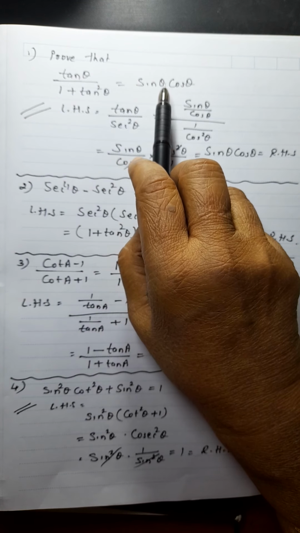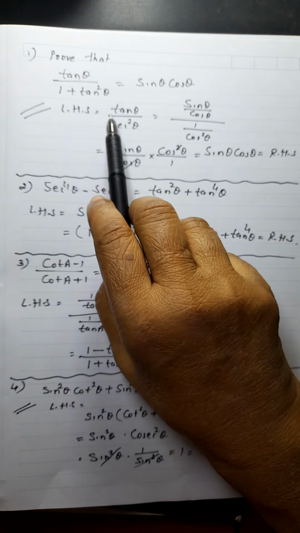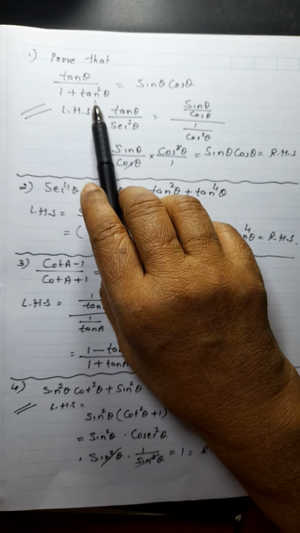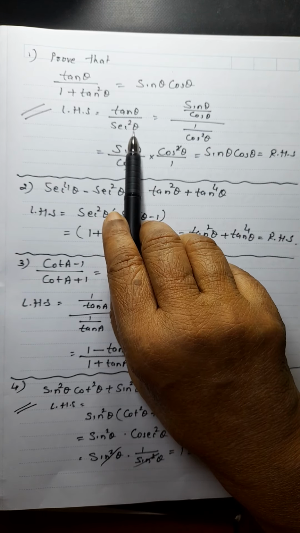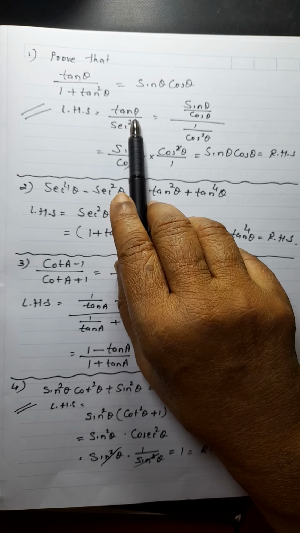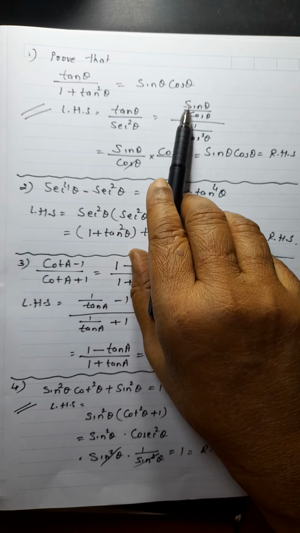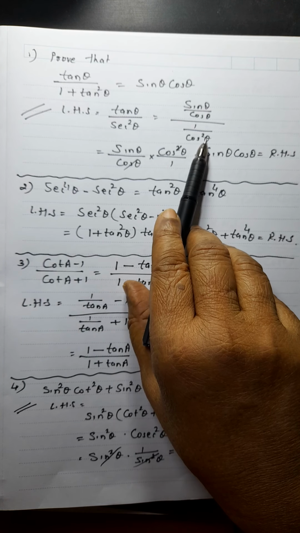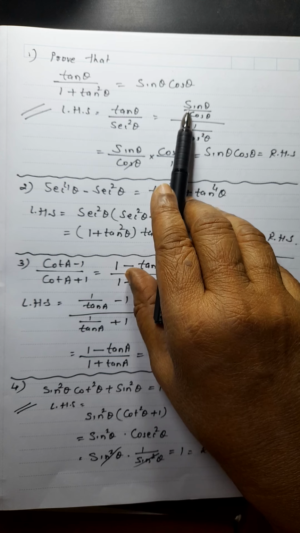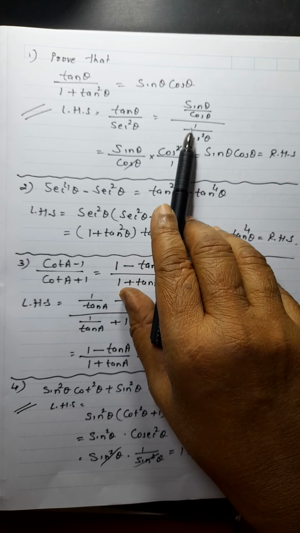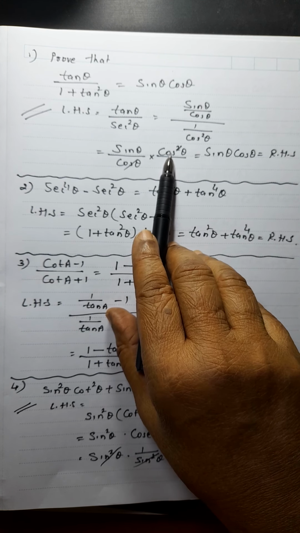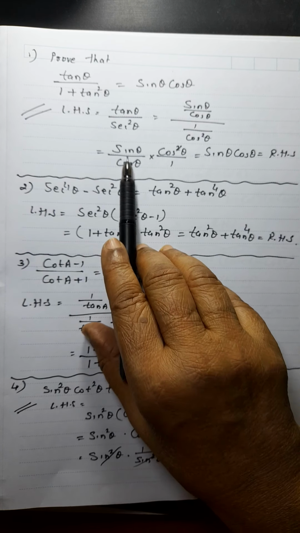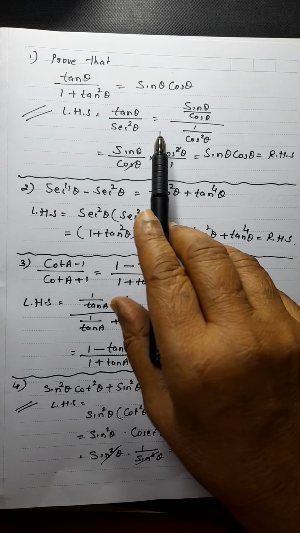Now you have to prove this is equal to this. LHS is equal to tan theta divided by 1 plus tan square theta. Just now we have derived this. This is sec square theta. Now you change this in terms of sine and cos. Tan theta is sine upon cos theta, and sec is the reciprocal of cos, that is 1 upon cos square theta. So sin theta upon cos theta divided by 1 upon cos square theta. This cos square theta will go to the numerator and one cos theta will cancel. So the answer is sin theta cos theta, that is RHS.